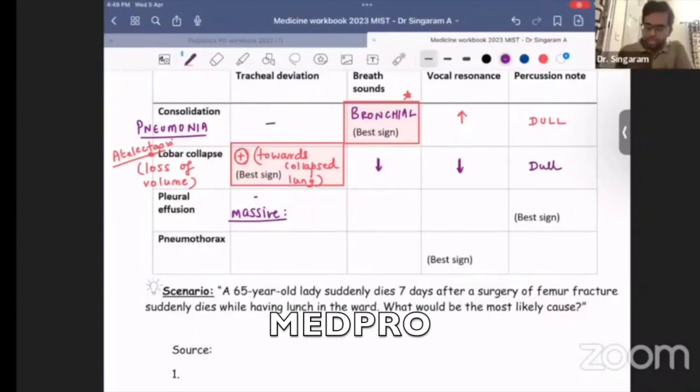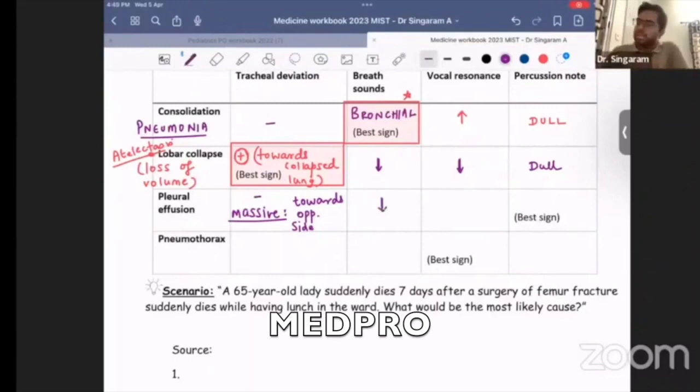So I can write, if it is a minimal pleural effusion, no problem. But if it's a massive pleural effusion, there will be tracheal deviation towards the opposite side. That is what you need to remember. It will be towards the opposite side. Okay. What do you think will happen to the breath sound? Do you think the lung sounds can be heard clearly through a fluid area? Not at all. It would be decreased. Definitely, it would be decreased.